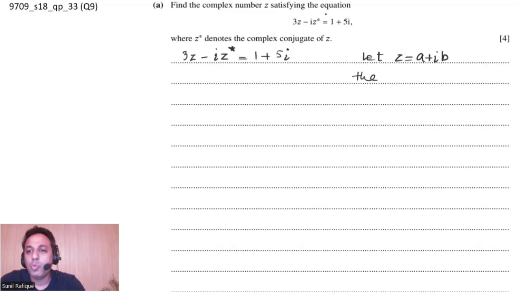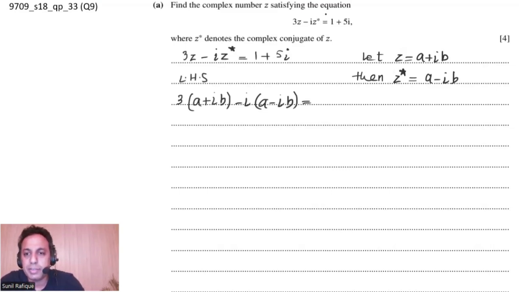Then what will be z star, or z conjugate? It's going to be a minus ib, which is the conjugate. So I'm going to substitute those here, a plus ib and minus i times a minus ib. Let's simplify the left-hand side first. You can write the whole expression, but I'm just simplifying the left side first.